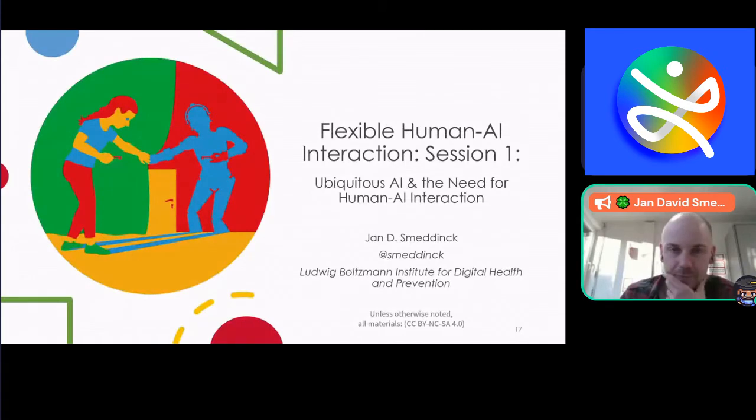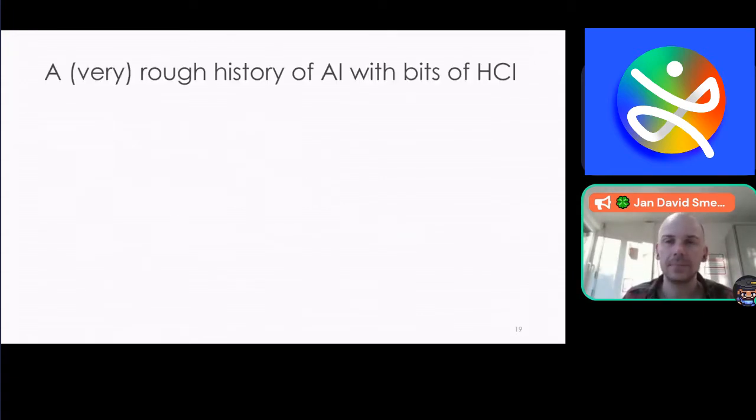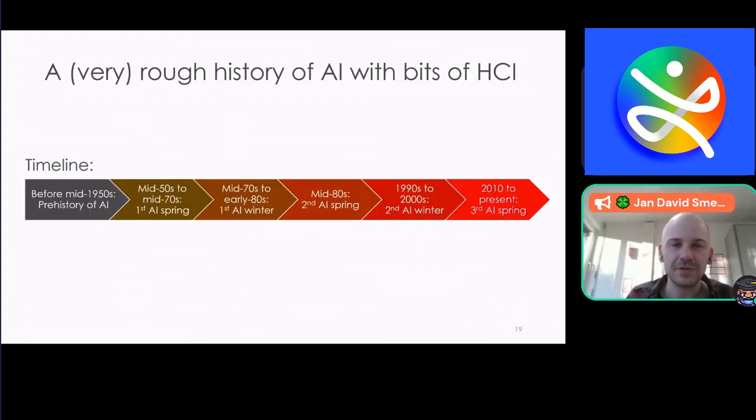Okay, good. So let's start with the actual content here for this session. I will just briefly, coarsely run through a history of AI and ML, together with hints at how human-computer interaction developed in parallel and how these started playing together quite early. But now we see a big emphasis on these things around human-AI interaction. So, a rough history of AI, you may have heard this before.